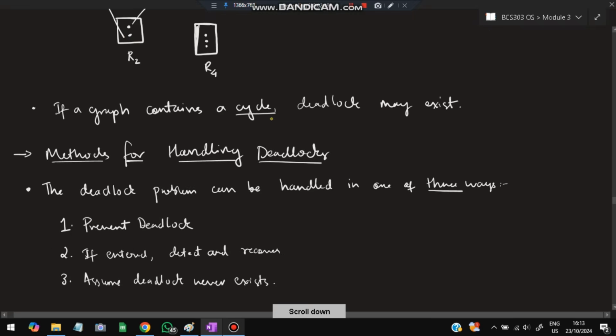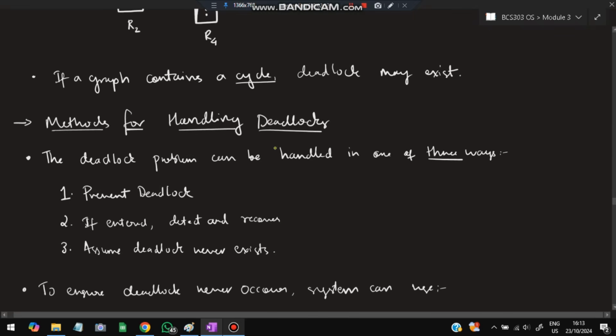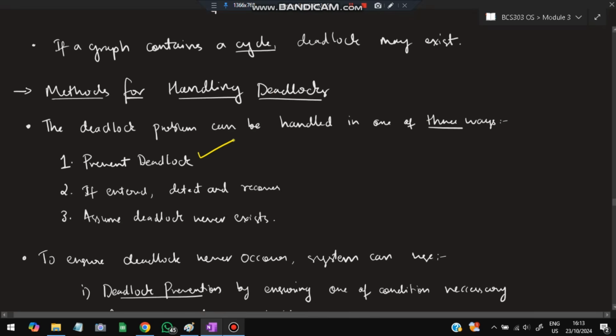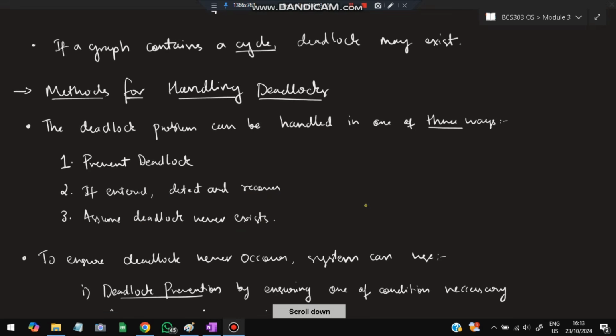Now, what are the methods for handling deadlocks? Deadlock can be handled in one of three ways. Prevent the deadlock by using some algorithm; in case deadlock has happened, detect it and recover from it; or assume that deadlock never exists, meaning build a situation such that deadlock will never happen. Okay, so here two things can be there.